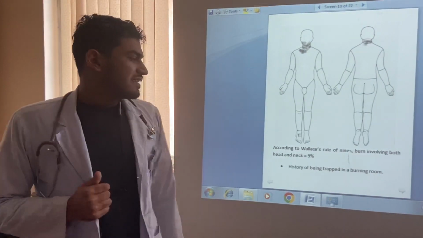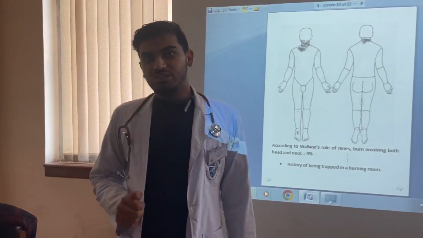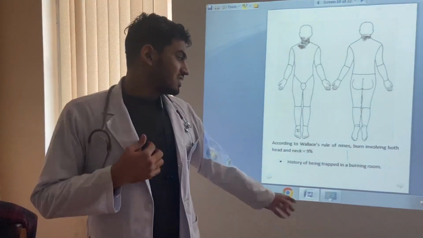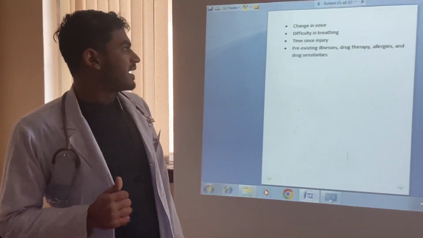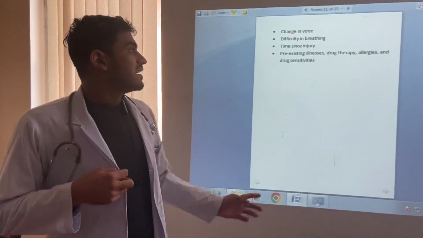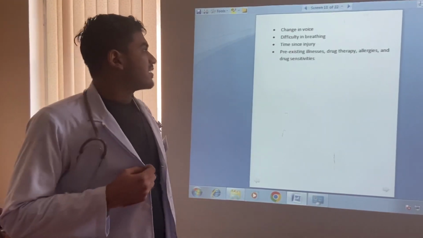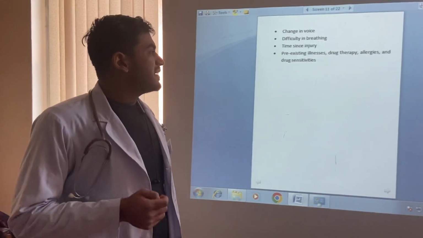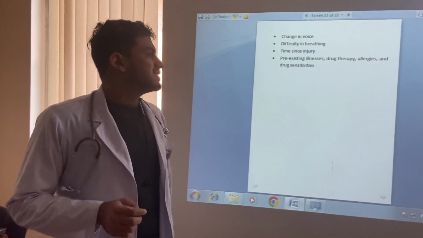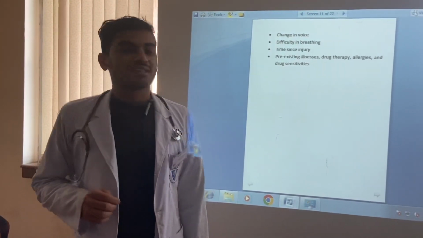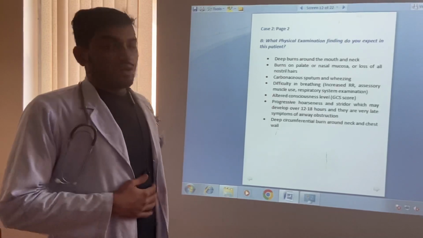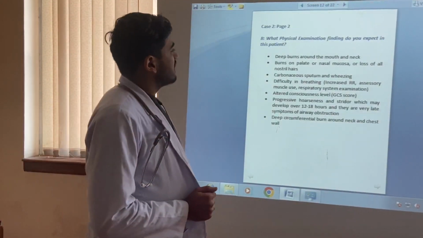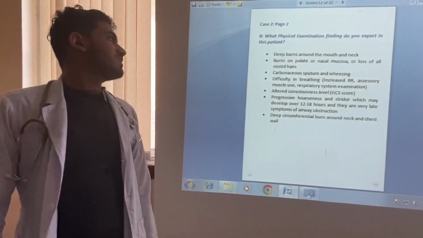So history of being trapped in a burning room suggests that inhalational injury can be asked, and change in voice and difficulty in breathing, time since injury, and the pre-existing illness, drug therapy, allergies, and drug sensitivity can also be asked. So other information like what physical examination finding do you expect in this patient?